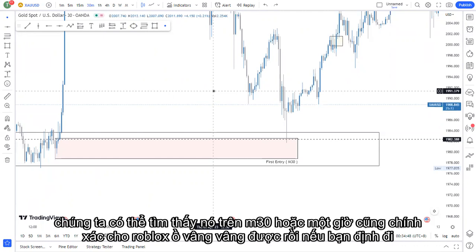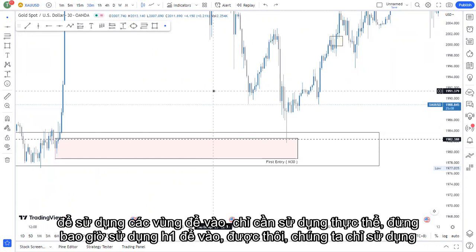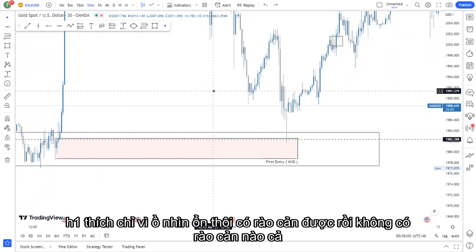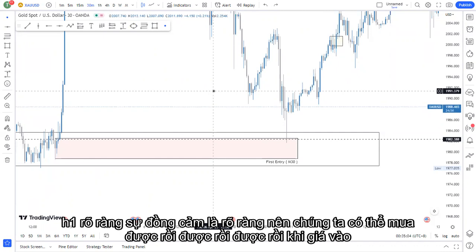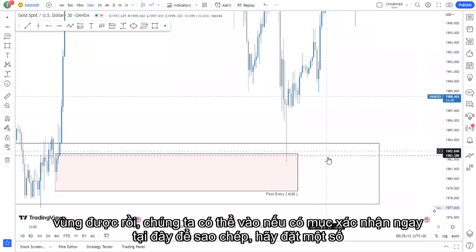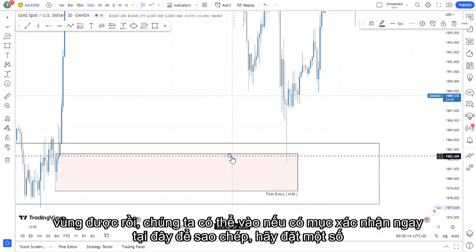If you are going to use the zones to enter, just use the M30. Don't ever use H1 to enter. We just use H1 to look: is there a roadblock or not. If H1 is clear and M30 is clear, we can buy. Okay, got it. So when the price gets into the zone, we can enter if there is a confirmation entry right here.